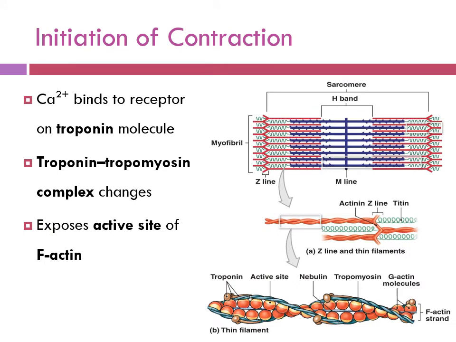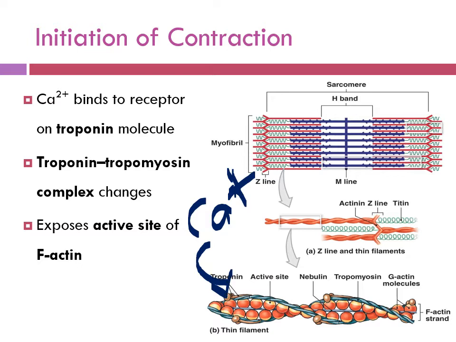So what happens to actually create contraction is you have calcium coming in. So calcium gets released from the sarcoplasmic reticulum. And so let's say calcium comes in here. The calcium goes and binds to the troponin, so it binds to the troponin-tropomyosin complex. So that's basically just saying that the troponin and the tropomyosin are bound together.